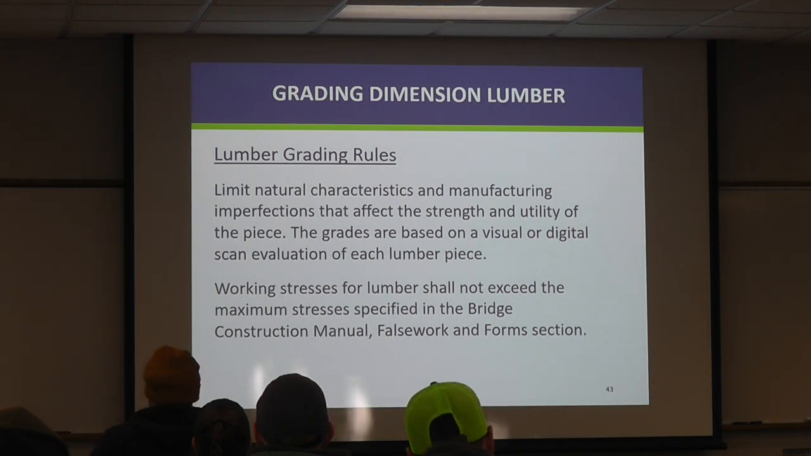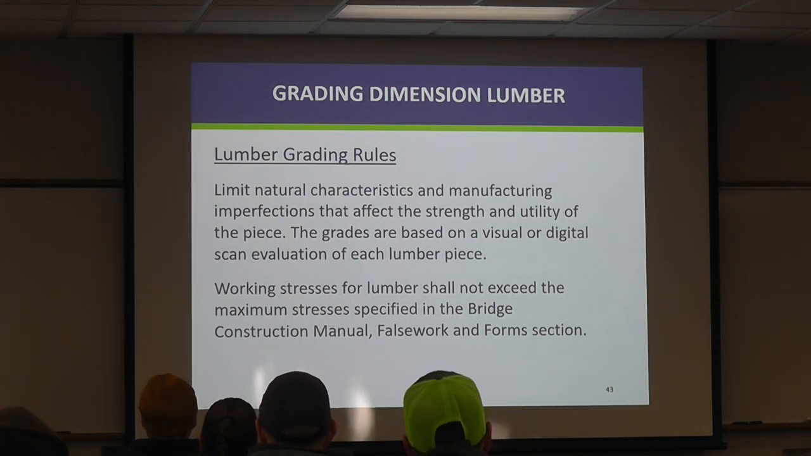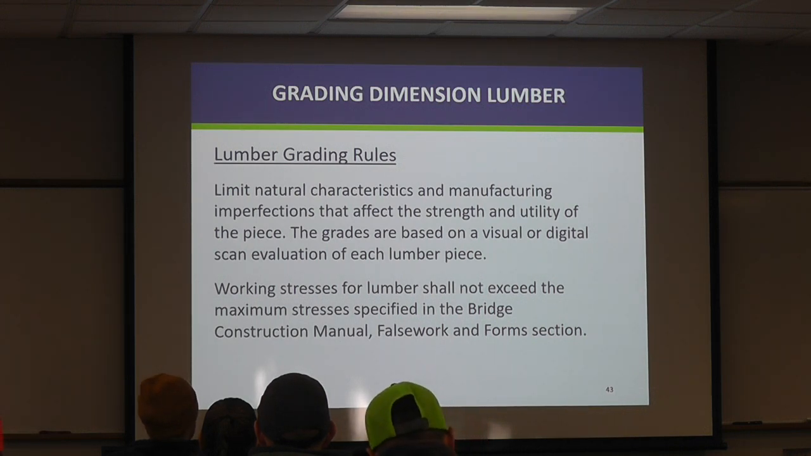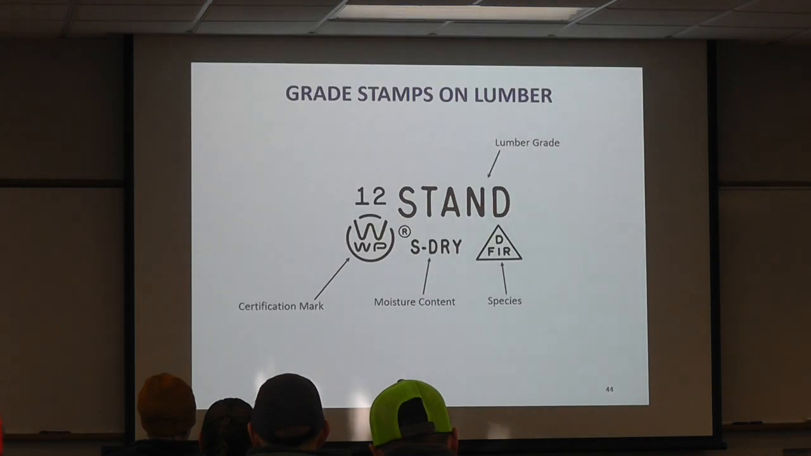Wood always has some natural imperfections, but we just want to limit them. We don't want to have all kinds of knots so that all of a sudden that piece of timber is going to be weak. So just keep an eye on that. Working stresses have to be within the range. They can't exceed the stresses required in the bridge construction manual or in any of the contractor's drawings. So here's just a grade stamp.